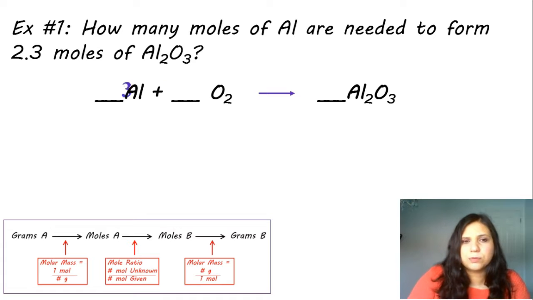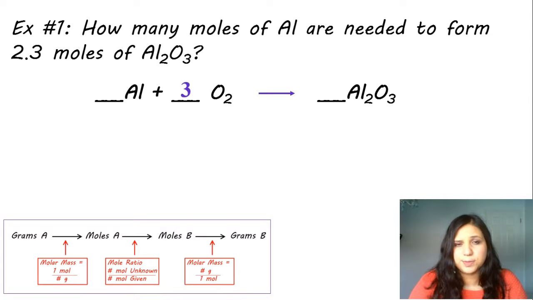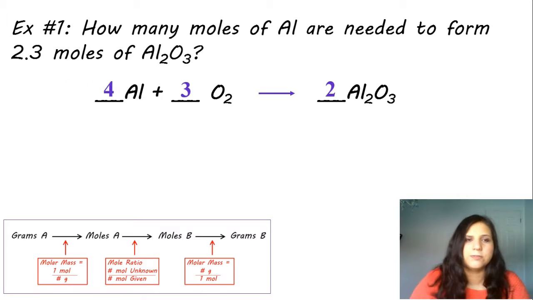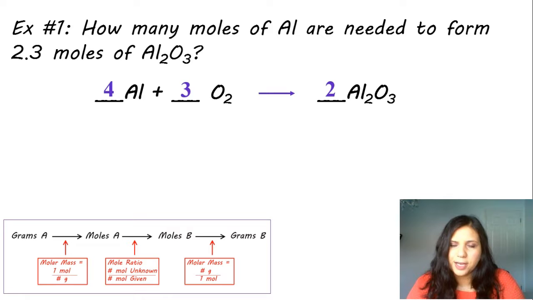So I'm going to put a 3 in front of this oxygen, which gives me 3 times 2, 6 oxygens on the left, and then a 2 in front of this one, which gives me 2 times 3, which is 6 oxygens on the right. Now I've changed the number of aluminums. It's 2 times 2, so that's 4. So we need a 4 over here. So if you remember how to balance, great. If not, you need to review that.